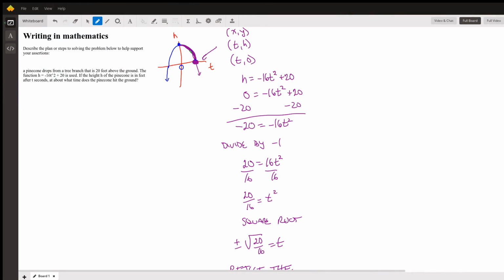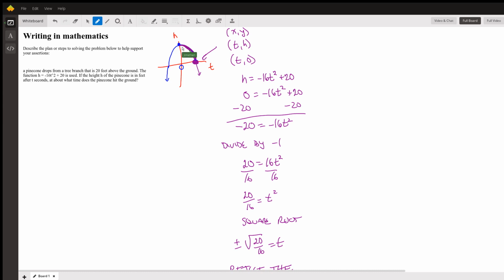You have to make sense of this problem. So you have this function h equals negative 16t squared plus 20. Put it in your graphing calculator and you're going to see a parabola that opens downward. Now, when you look at the vertex, the highest point on the parabola, that is at the point (0, 20).